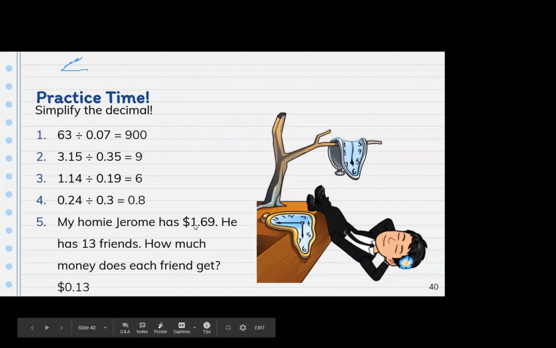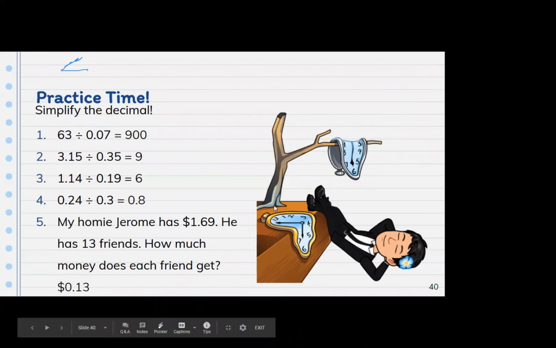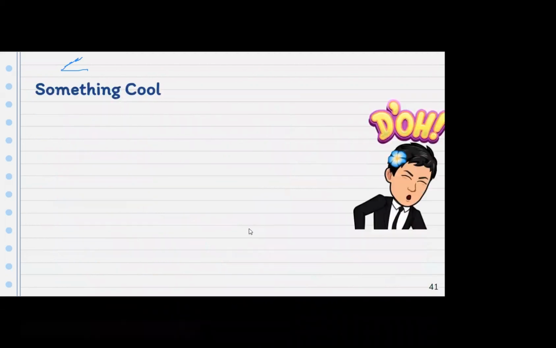Originally the question was he has $1.69, but he had 0.13 friends, and how much money does each friend get? That didn't really make sense because you can't have 0.13 friends. But originally that was a problem, and the answer would be 13. So each friend would get $13. So that was the original problem, but I changed it so it's simpler.